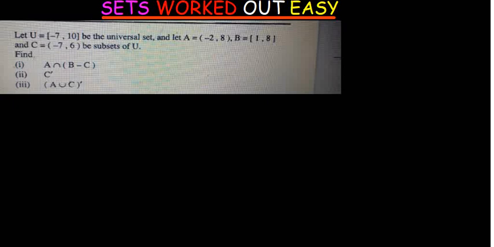Let's go over some questions on sets. Let U, which is from negative 7 to 10, be the universal set, and let A from negative 2 to 8, B from 1 to 8, and C from negative 7 to 6 be subsets of the universal set. Now I want to find A intersection B minus C.